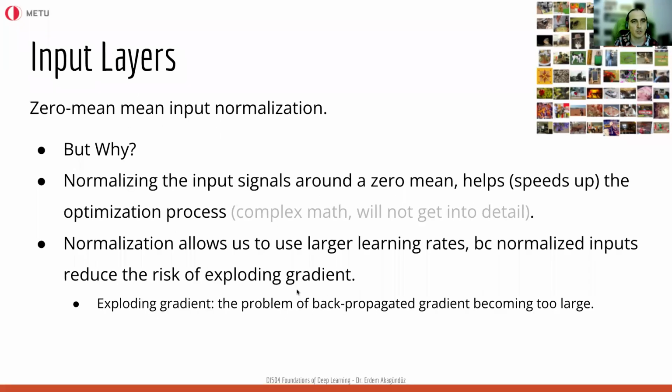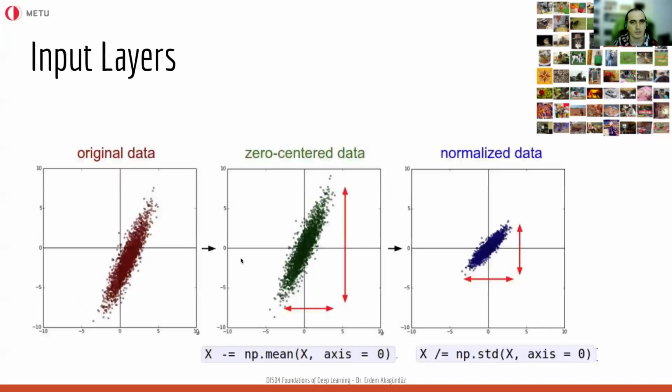Okay, we are going to talk about this in detail. Normalizing the input signals around the zero mean speeds up the optimization process. Now I'm not going to get into much details, but next week we are going to talk slightly about it. It will give you an idea. And this normalization will allow us to create faster optimization and higher learning rates. We're going to talk about it.